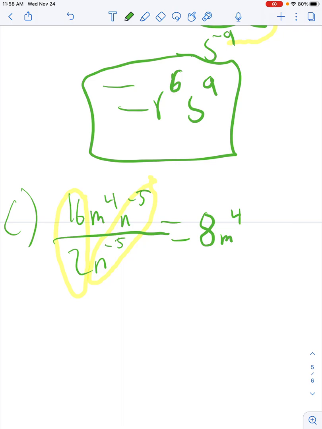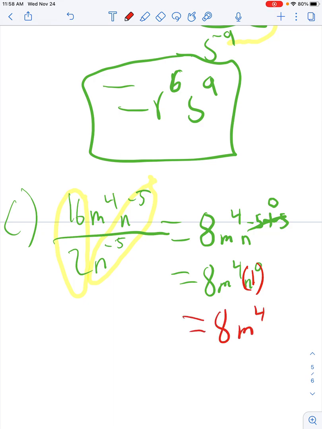When I have exponents that have the same base, it's like I am subtracting. So this is saying n to the negative 5th minus negative 5. Well, minus a negative really is like adding, and negative 5 plus 5 cancels out. So this is really like saying n to the 0 power. It's not n to the first power. And anything to the power of 0 is really like saying 1. So my final answer is just 8m to the 4th times 1. We don't need that. So again, this cancels out and becomes a 0.